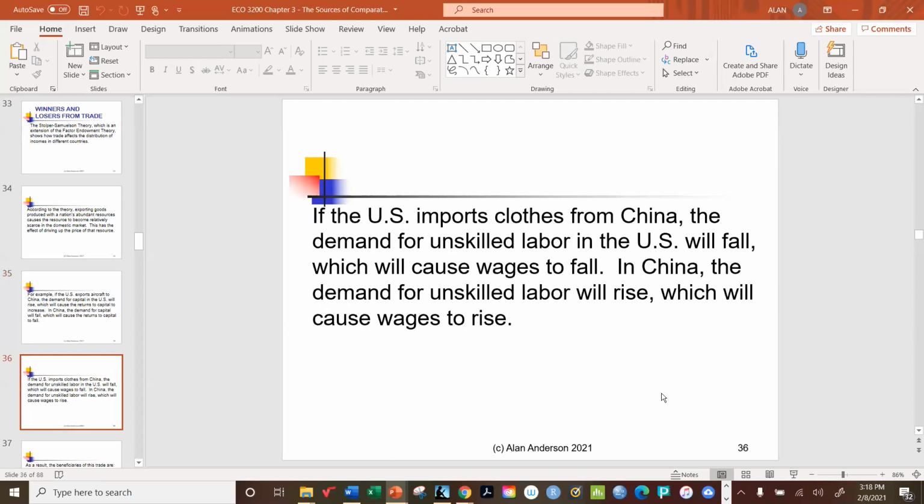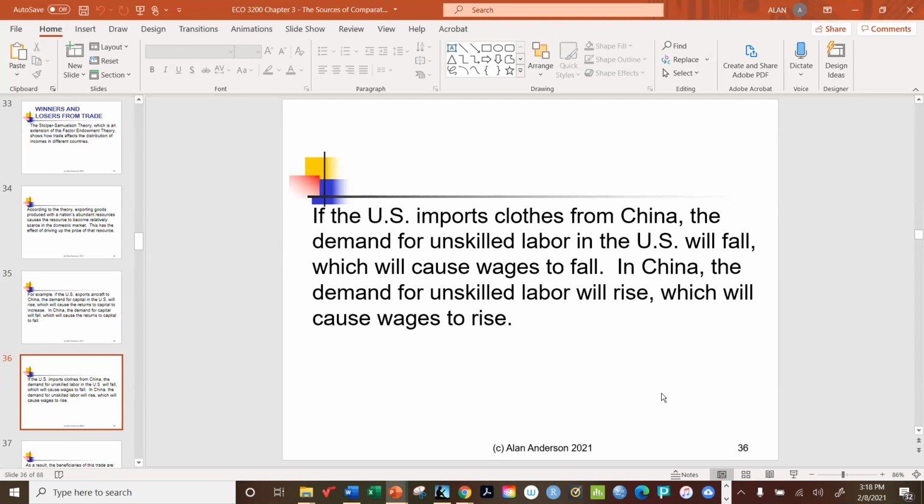All right. On the other hand, if we're buying clothes from China, now remember, we're assuming that people who are making clothes by hand in the US and in China are relatively unskilled. All right, well, there's some skill involved, but it's not quite the same. We're going to think of that as unskilled labor. The demand for unskilled labor in the US falls, which drives down their wages. In China, it's the other way around. There's a huge demand increase for unskilled labor, and so unskilled wages will rise.